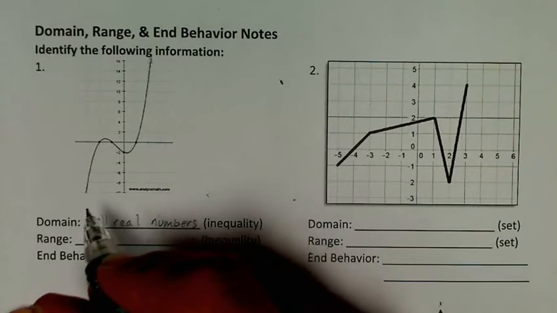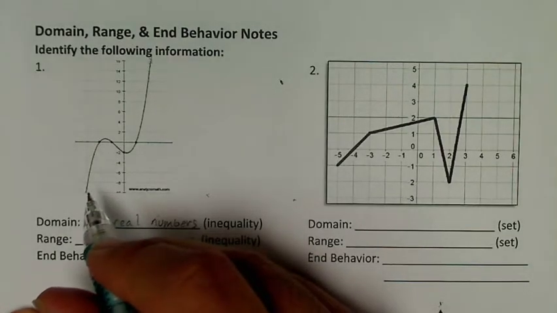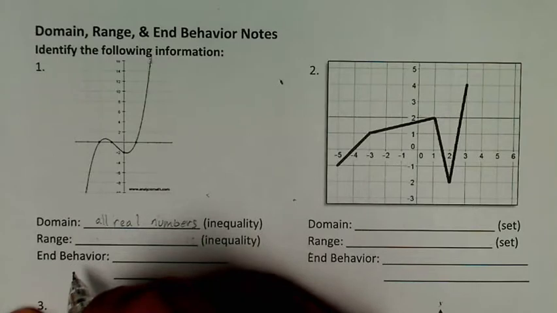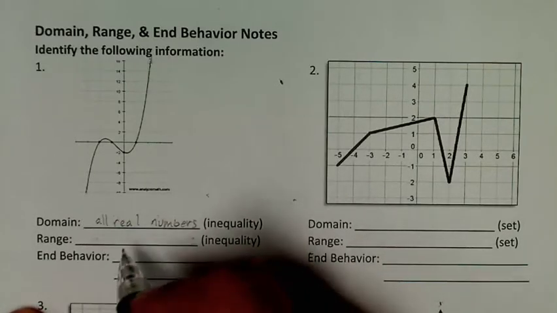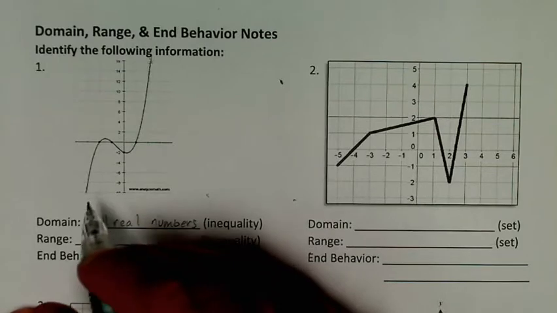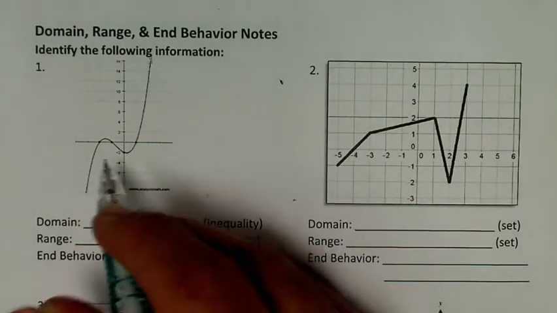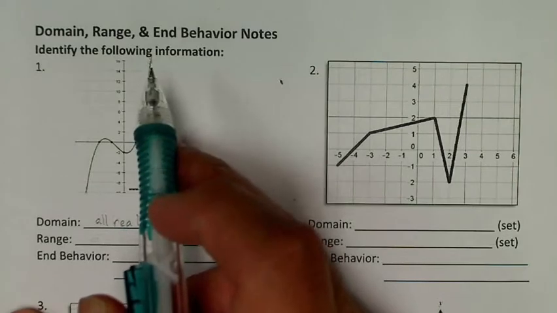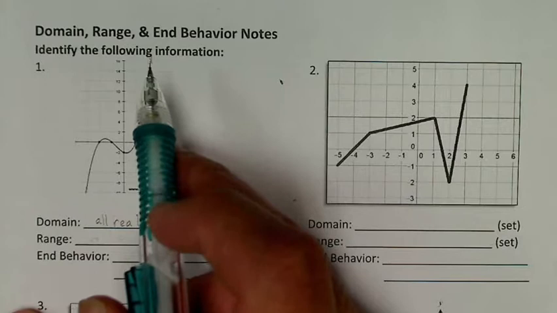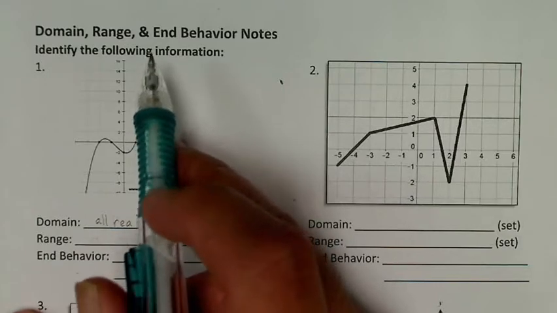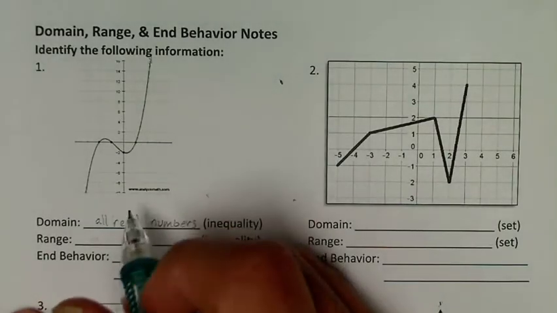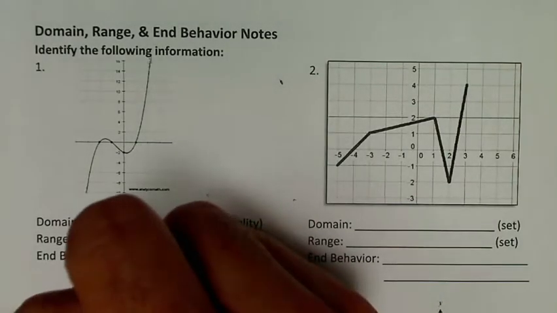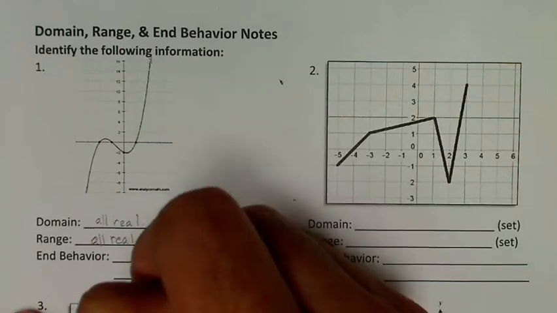Looking at the range, if this is going forever and ever down, that means it's going to approach negative infinity. So our lowest y value is negative infinity. Similarly, if we look at the graph, it goes forever and ever in the up direction. So that means it's going to approach positive infinity. So again, our range is all real numbers.